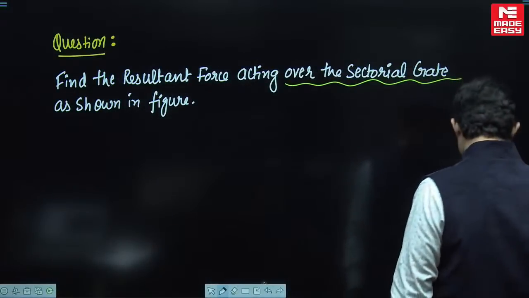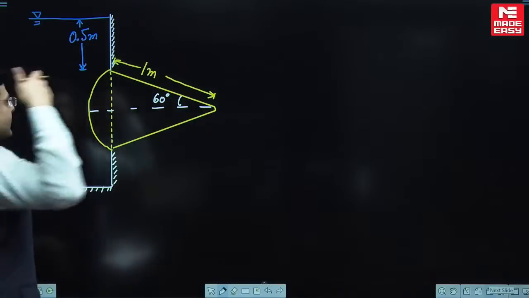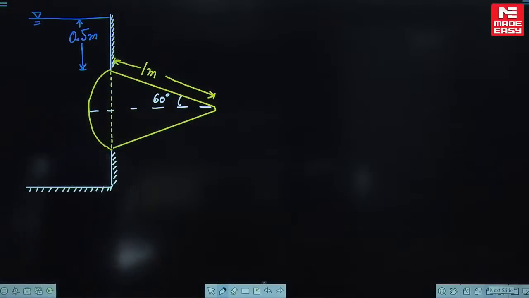Find the resultant force on this sectorial gate. This is the diagram. The depth of this sectorial gate into the board is 1. Come on guys, find the resultant force.